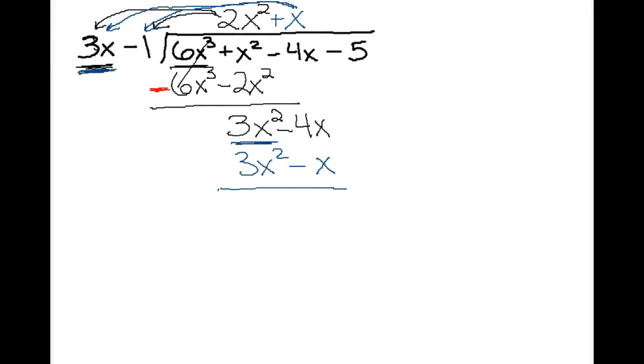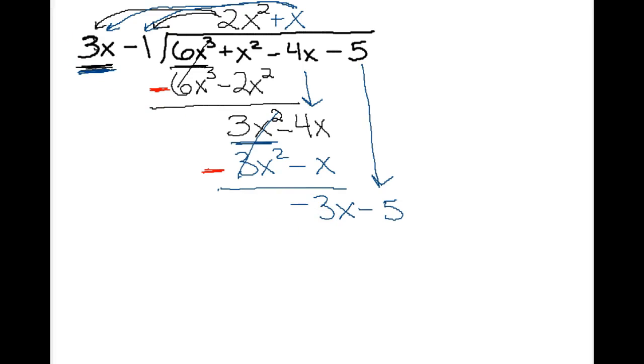Now remember, this is a subtraction here. So 3x squared minus 3x squared cancels out. That's great. Negative 4x minus negative x, so that becomes a positive. So we're left with negative 3x. Then we are going to bring down negative 5. I guess visually you can, there we go, draw your arrows.